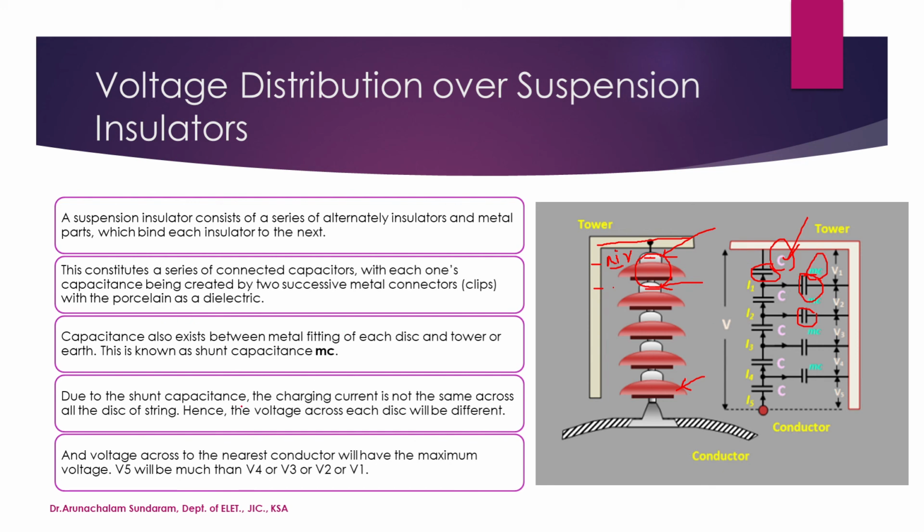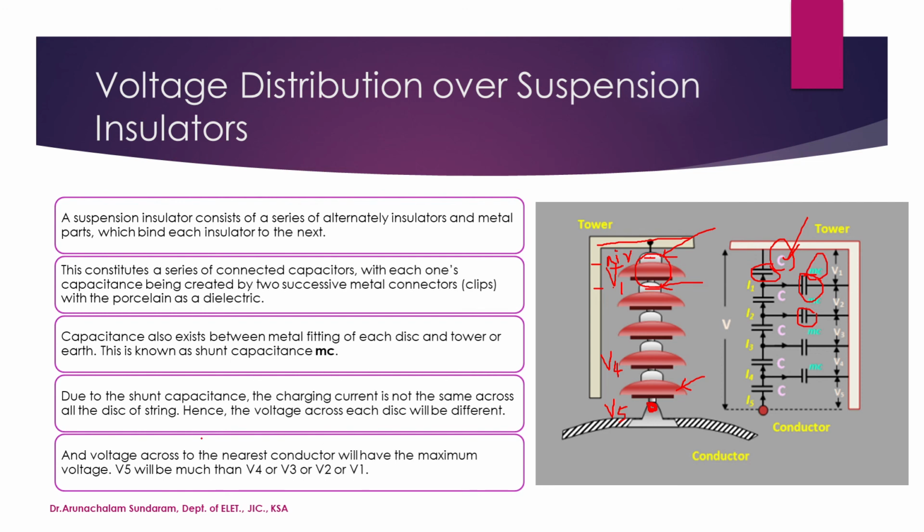Due to shunt capacitance, what do you mean by shunt capacitance? Due to this capacitance, the current in each of these capacitors will not be the same, so the voltage across each of the capacitors will also be different. This is a very important understanding. The voltage at the point where the conductor is connected is called V5. This is V5, and this is the voltage here, V4. Likewise, we can go up to V1. We expect all the voltages to be the same, but in reality, they will not be the same.